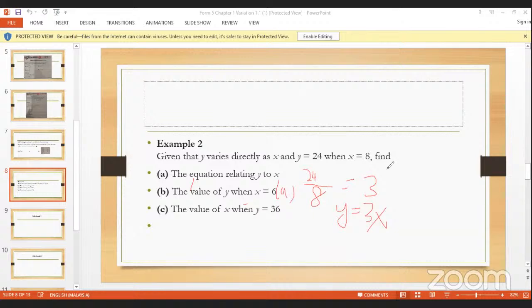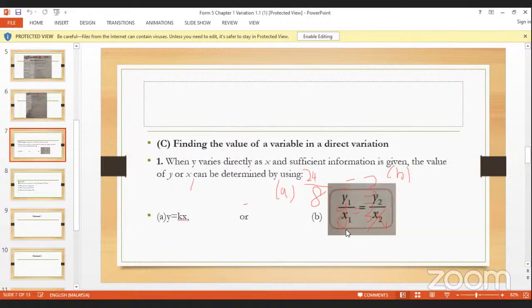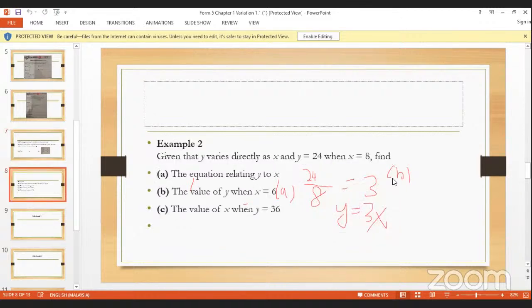And for part B, the value of y when x equals 6. Now sub in this formula, y1 over x1 equal to y2 over x2. So it will be 24 over 8 equal to y2 over x2, right? y2 over x2 will be y2 over 6.